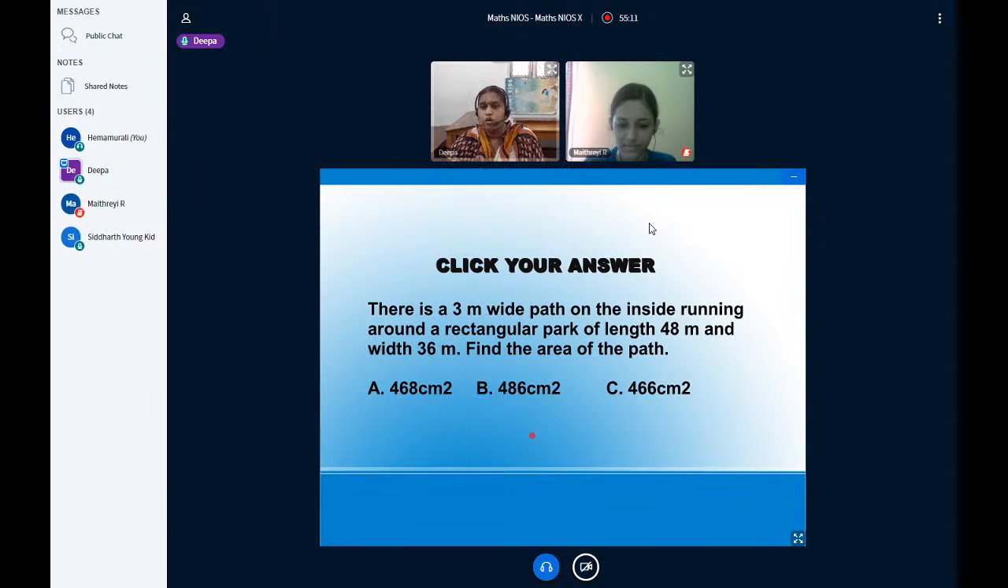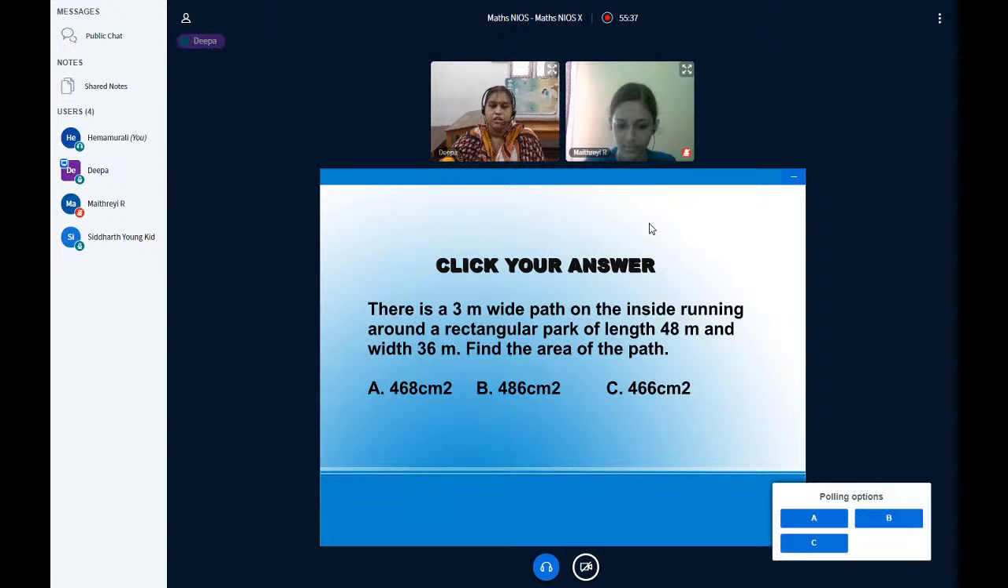So what should you do? You should subtract the path width. That means 48 minus 3 minus 3, and 36 minus 3 minus 3. That is the length and the breadth of the inner rectangle. Clear? Are you able to find out? Try. Any doubt, ask me. Same model, but you should subtract the path width on both sides.